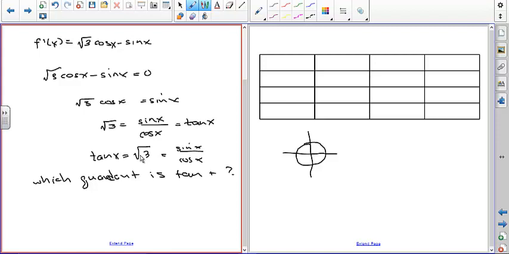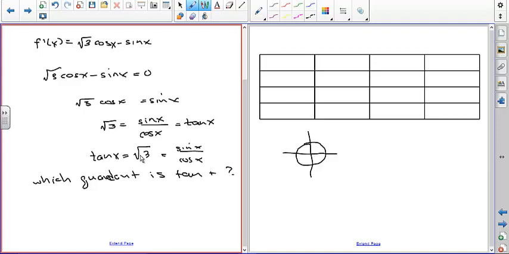So Evan, why is it pi over 3? Because it is. You just remember that. Okay. But yeah, that's also a valid answer.